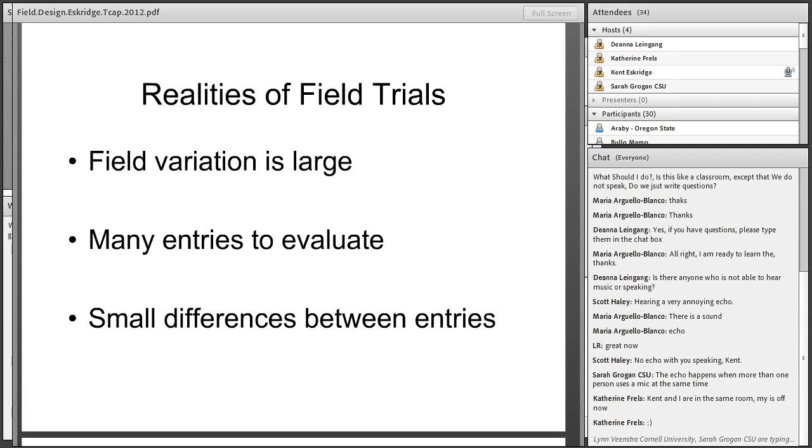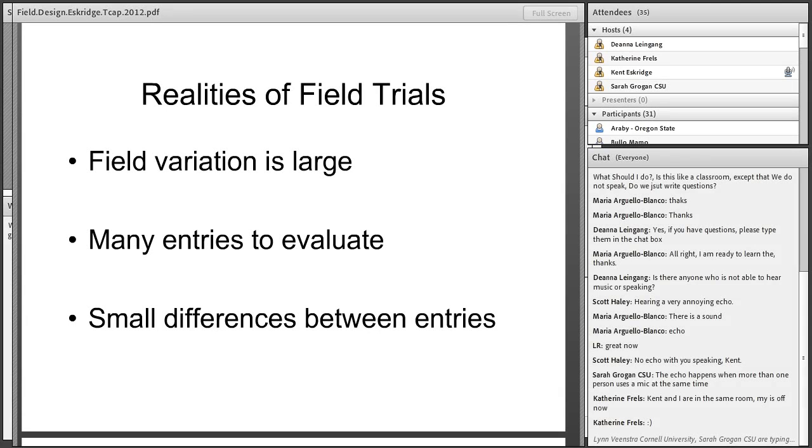And one of the problems about field trials, of course, you all know, is that there's huge amounts of field variation, for lots of different reasons. And that's just within a field. And then if you're doing multi-location trials, which a lot of you people are doing too, then all that environmental variation comes in. There's huge amounts of variation.